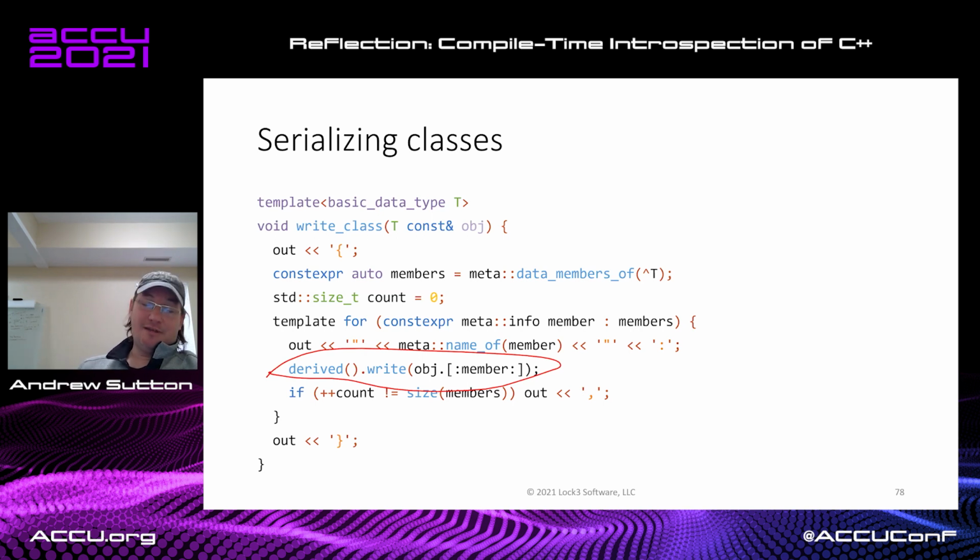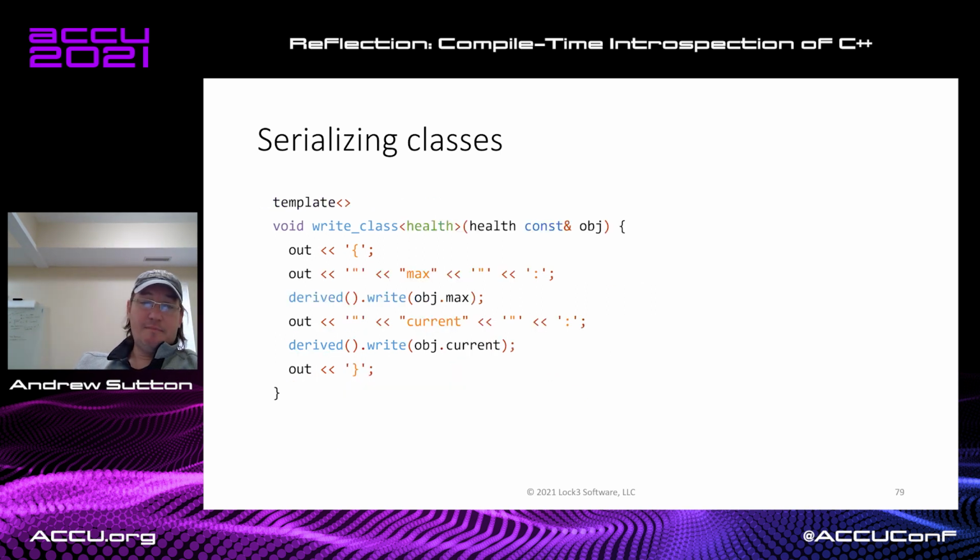And this is where the access to private data members happens, and is required. If we can't write access to private data members, this recursive walk does not work. And I would have to provide some code somewhere to serialize my player class. Right? And then the rest of this is just adding commas and stuff like that. But that's the entirety of what it takes to serialize a basic data type. This is kind of a summarized view of what that function actually looks like when you specialize this for health.